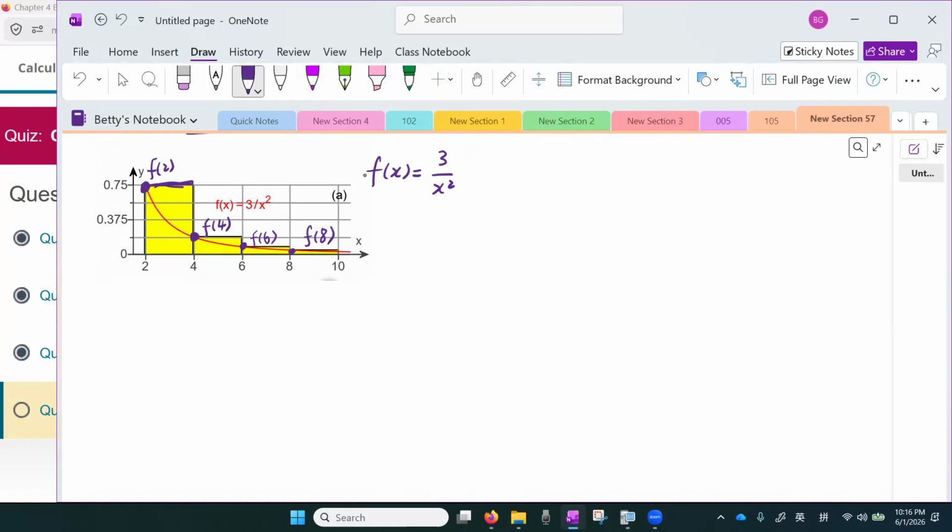So the sum of the areas, let's use S. The sum of the areas of the 4 rectangles equals the first rectangle, base times height, second rectangle, base times height, the third one, base times height, the fourth one, base times height.